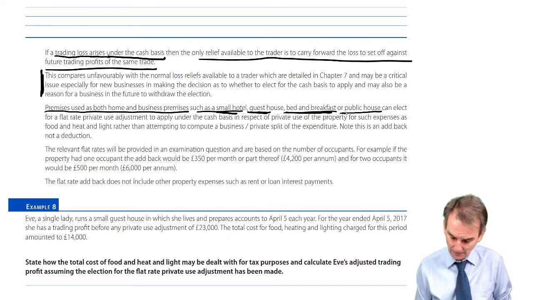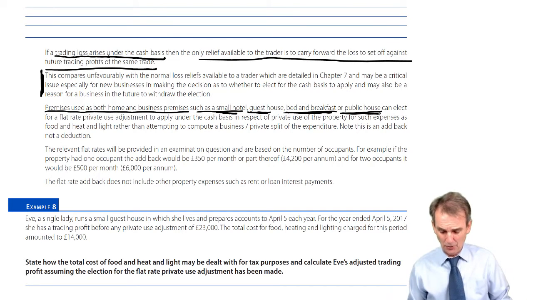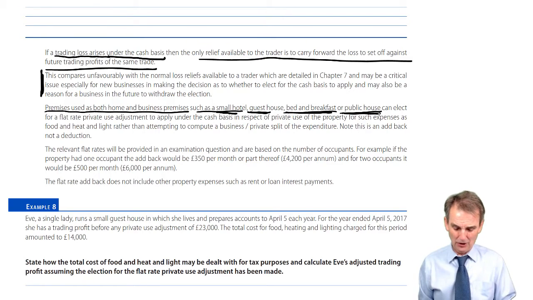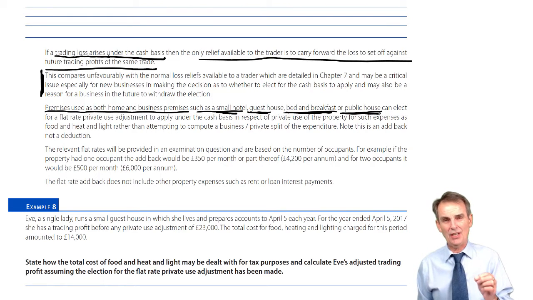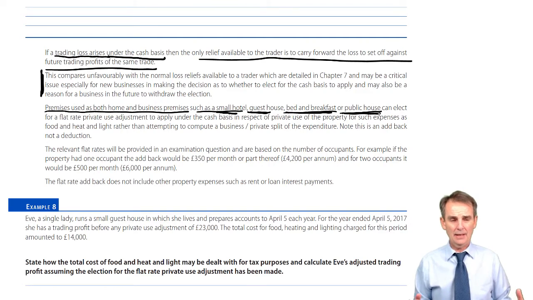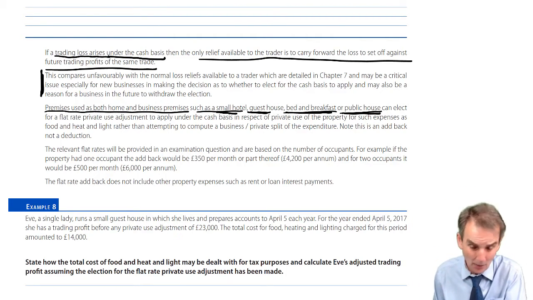Or public houses, again, if you live in a property that is also used in the business, then in terms of this type of issue, we've got a business private use issue on certain expenses that would pertain to the overall property and to your living within that property. So what are they and what is the issue?